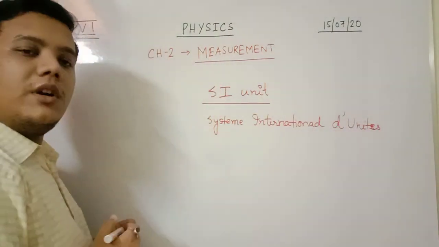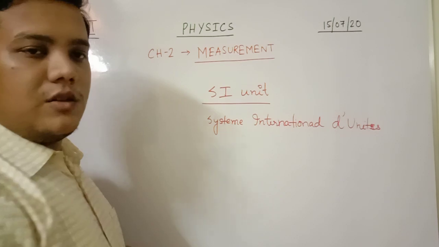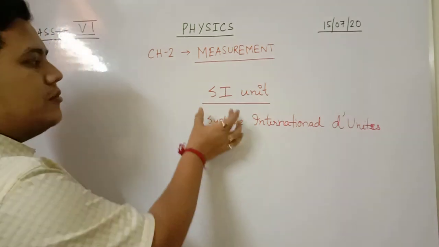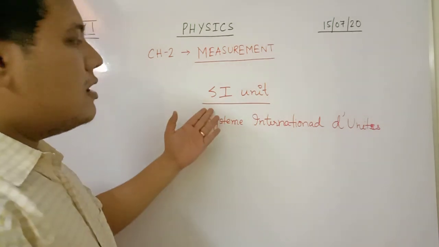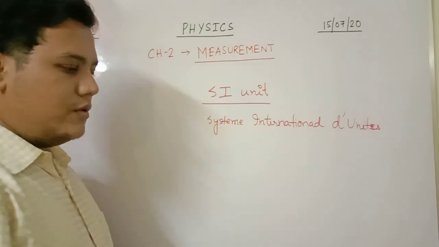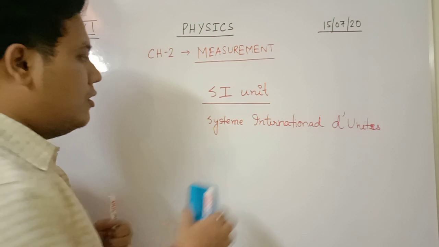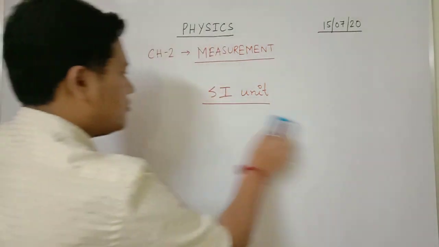SI unit is the short form of the French phrase Système International d'Unités. It is impossible for us to write it every time, so it is easier to remember the name as SI unit. This is maintained all over the world as a standard unit. Now, for measuring length, we need some kind of SI unit. So let us learn about that.